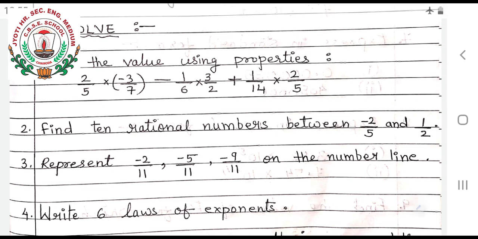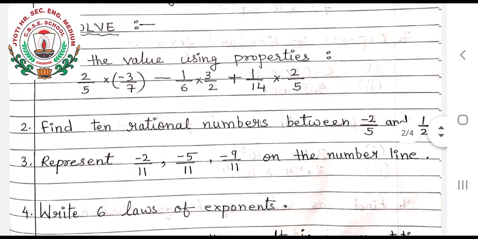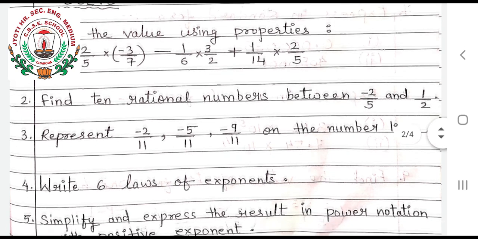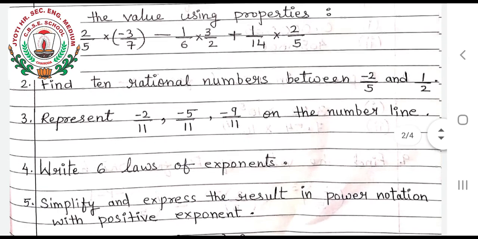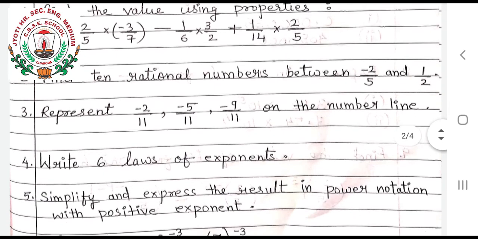This kind of question you have already solved in the exercise. Think and solve, and along with that you have to also write down the properties in whichever step they are used. Then find 10 rational numbers between the two given numbers. This also you have done in the exercise.